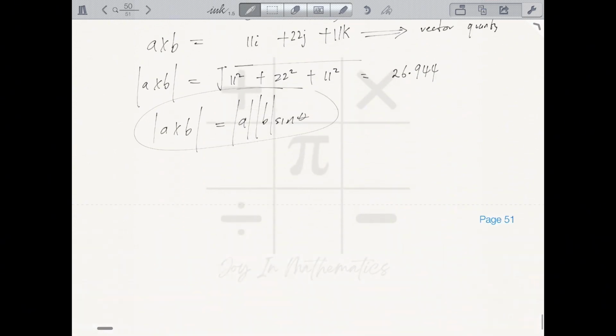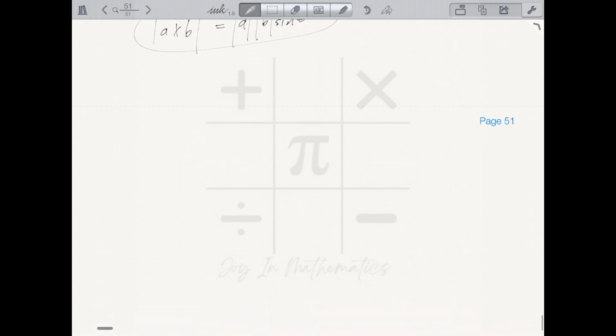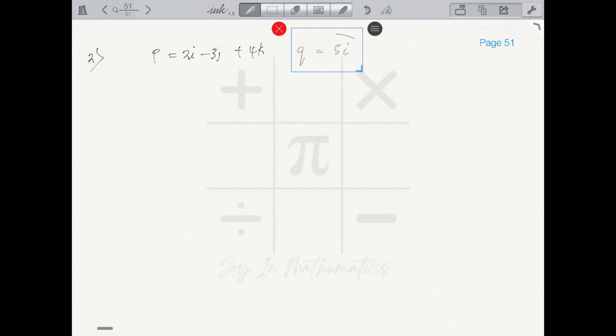Now let's take another example. That's question 2. We're given that P is equal to 2i minus 3j plus 4k. Likewise, Q is equal to 5i plus 4j minus 3k. And we are asked to evaluate P cross Q.